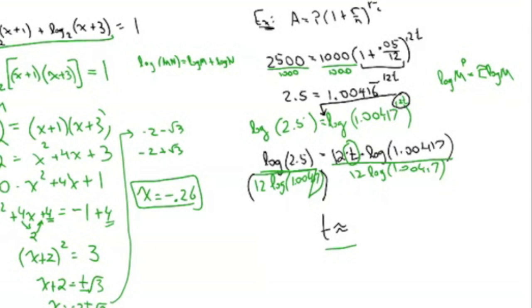I'll pull out my calculator. Log 2.5. Don't forget to close the parentheses after that 2.5, divided by parentheses 12 log 1.00417.